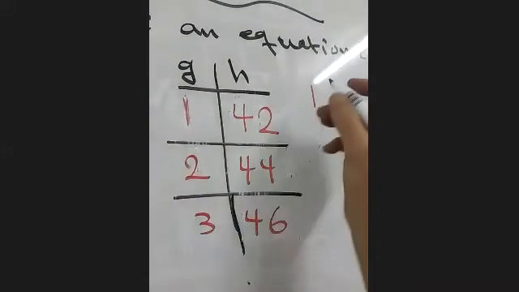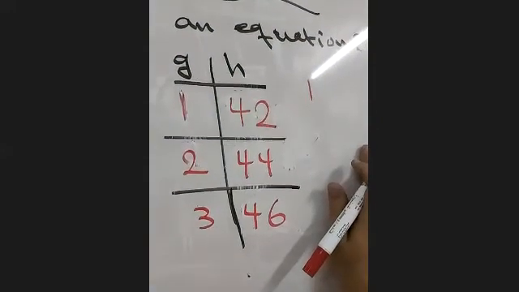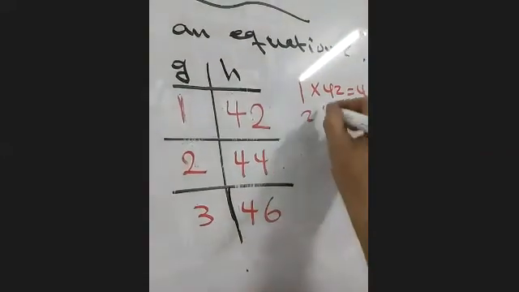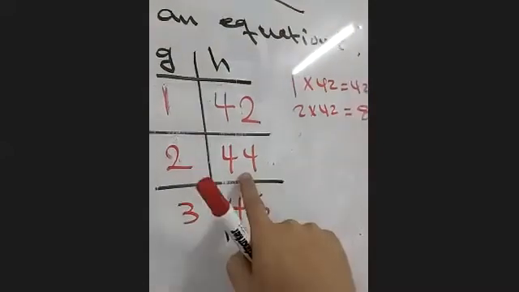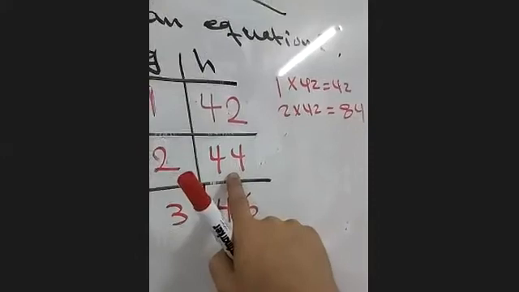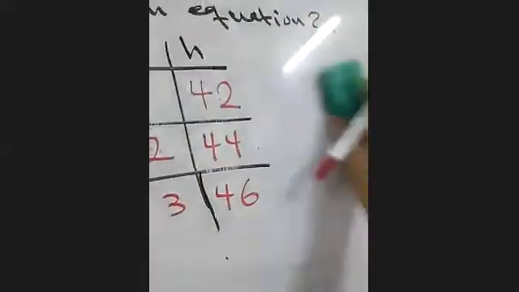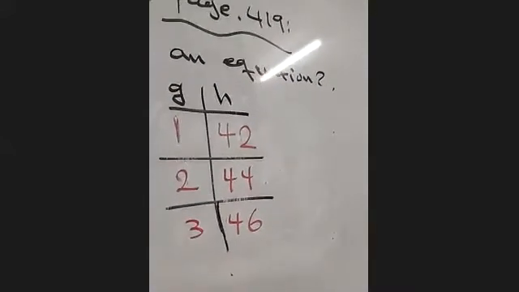We have 1 step. Let's check. Multiply 1 by 42. How much? 42. Now 2 multiply 42 is 84. It is not 44, right? So it is not 1 step. What do we have here? It is 2 step. Do you know how we find 2 step equations?